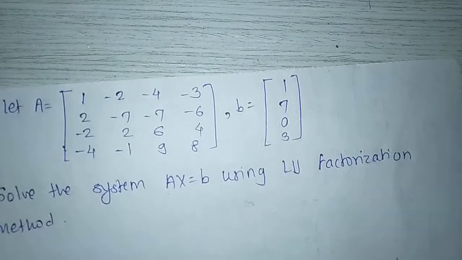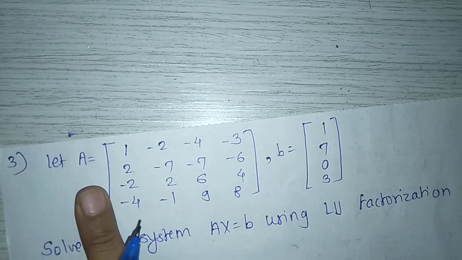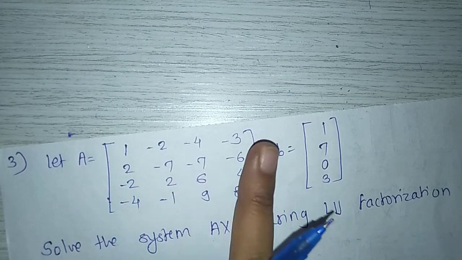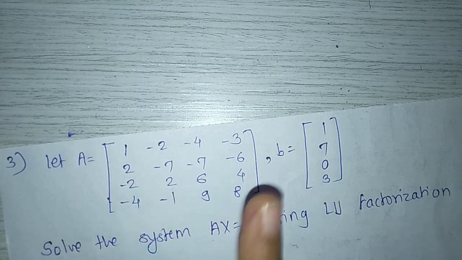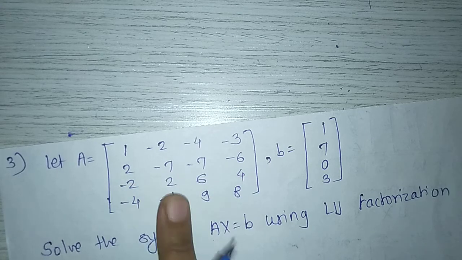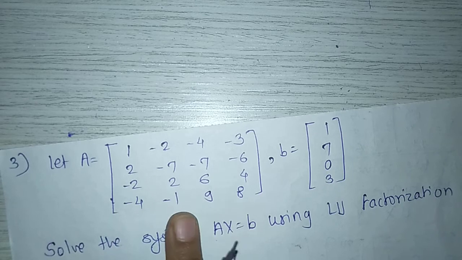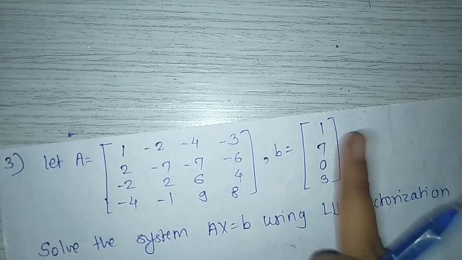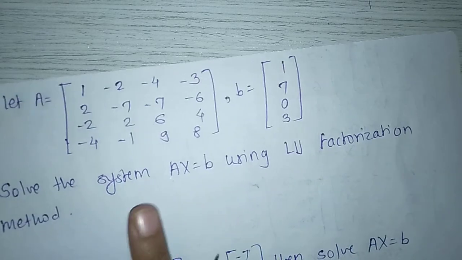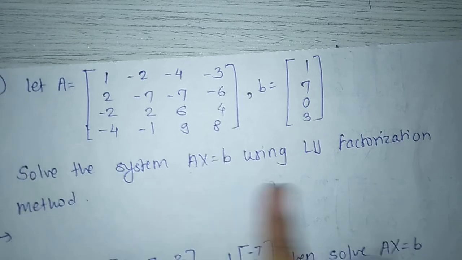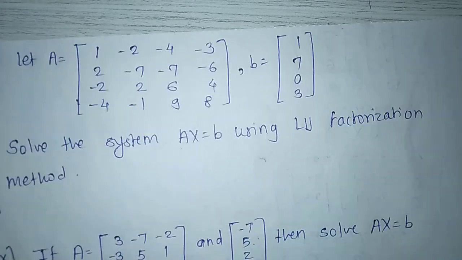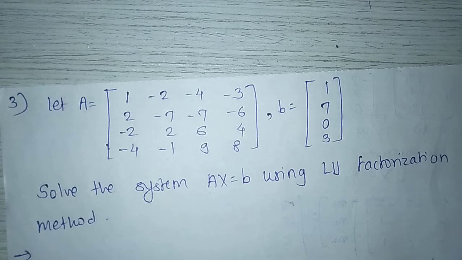Next example, let capital A equal to 1, minus 2, minus 4, minus 3, 2, minus 7, minus 7, minus 6, minus 2, 2, 6, 4, minus 4, minus 1, 9, 8, and b equal to 1, 7, 0, 3. Solve this system A x equal to b using the LU factorization method. This is your exercise.